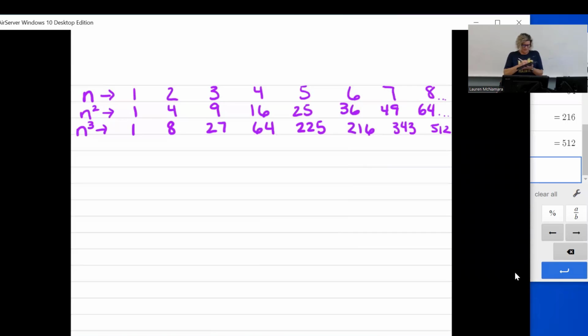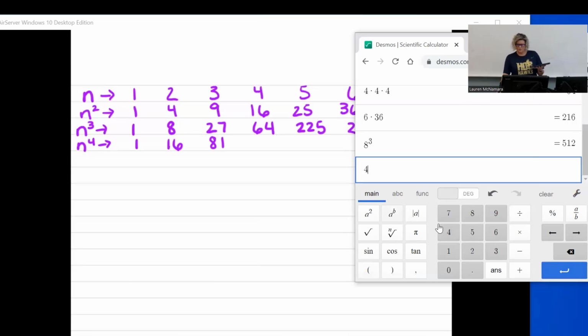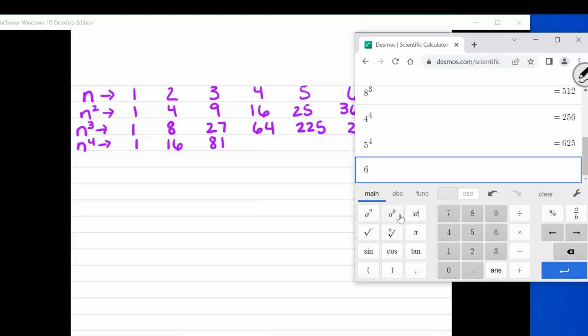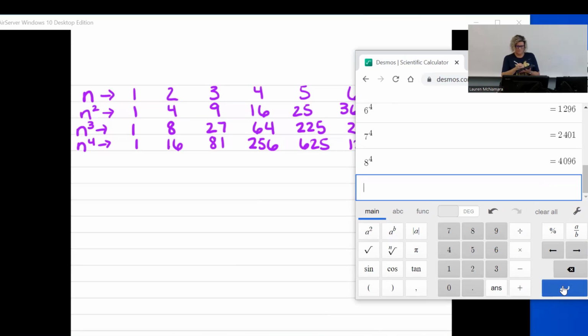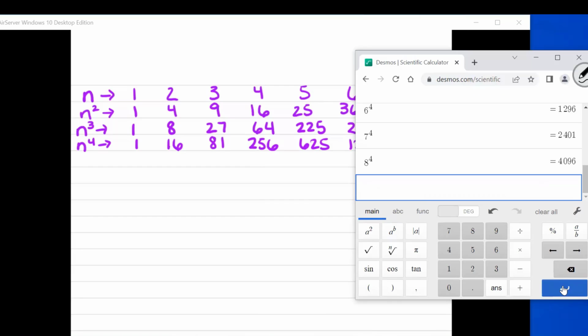So then n to the 4th: 1, 16, 81. Then 4th, 5 to the 4th, 6 to the 4th. All right, so I'm going to go ahead and do this for n to the 5th and also n to the 6th.